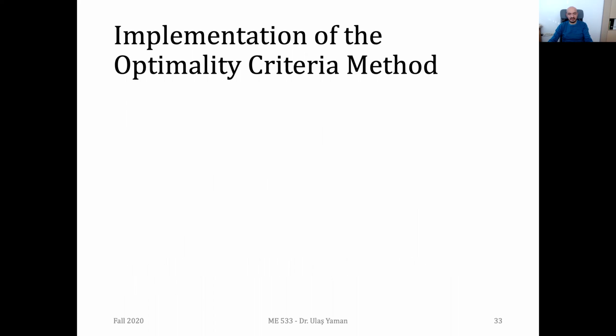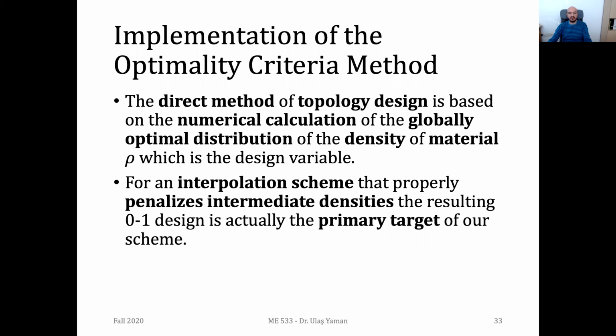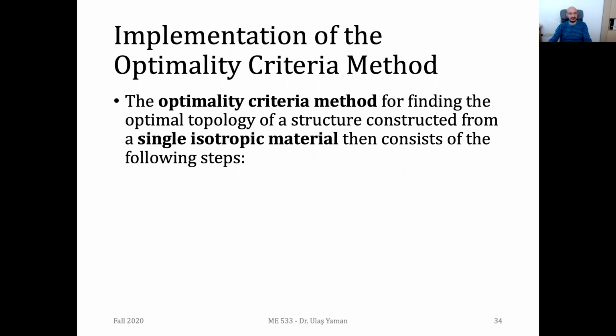Let's discuss the implementation, how we are going to implement this optimality criteria method. We will be distributing this material into these cells, into these elements, so that they are all optimum. At the end of this optimization, we don't want to have any intermediate values. We're going to penalize them so that there will be cells having no material and cells with full material. What are the steps in this implementation?